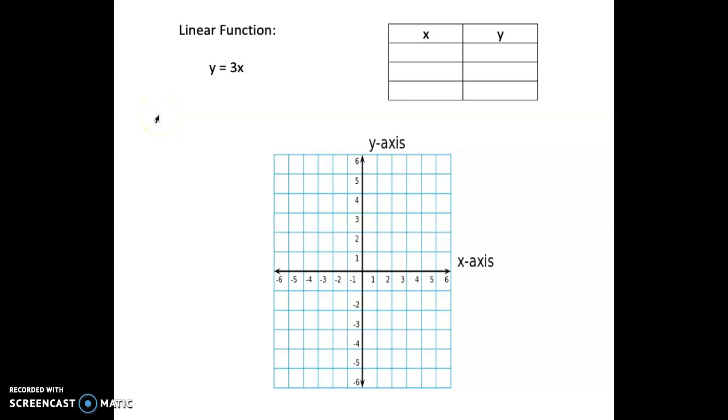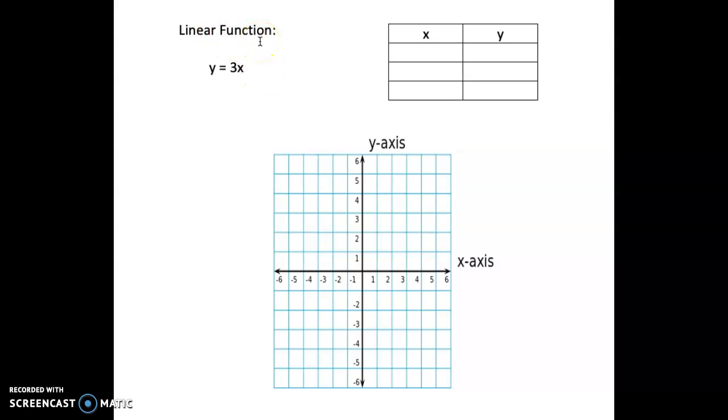Howdy guys. So last time what we did is we went from having a table of data and we took that table of data, transferred it and turned it into ordered pairs, and then we took those ordered pairs and plugged them in and plotted them on our coordinate grid or on our graph. This time we're not given a table of data, we're given a linear function.